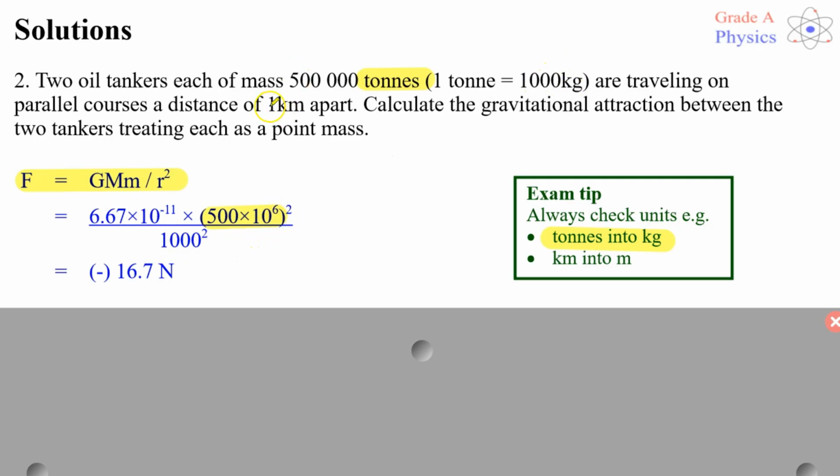And then we're divided by a kilometer. Again, make sure you always check the units. In this case, change kilometers into meters. So it's divided by 1,000. And you should get 16.7. You could include the negative sign, but normally we would miss that out if we're working out the force. We're interested in the magnitude of the force. We know it's an attractive force, so we can miss that negative sign out.